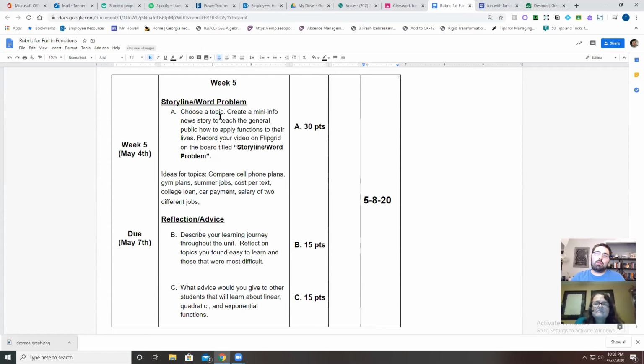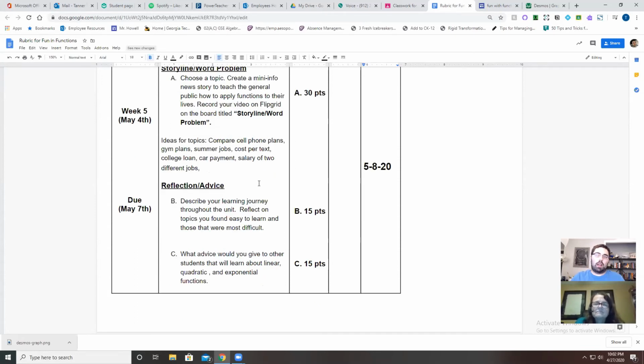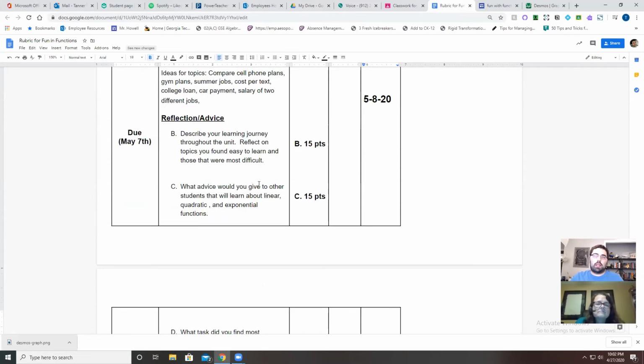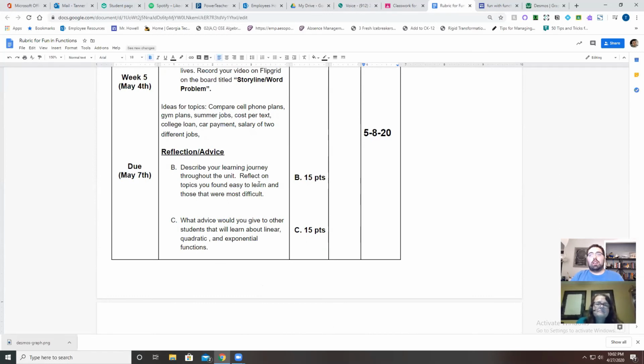The remaining part of this would be reflection and advice. And this is where we're basically just asking you to give us feedback. Please do not lose points here. Like, this should be the easiest part of the whole project. Please, please, please do not lose points here. Describe your learning journey throughout the unit. Reflect on topics you found easy to learn and those that were most difficult.